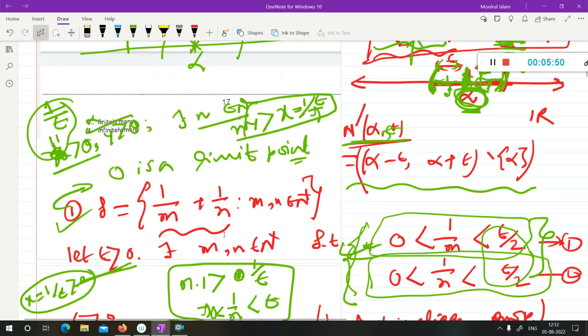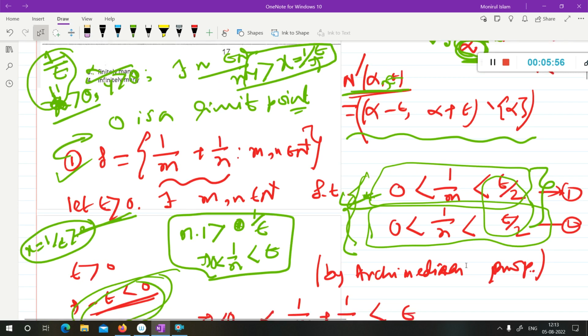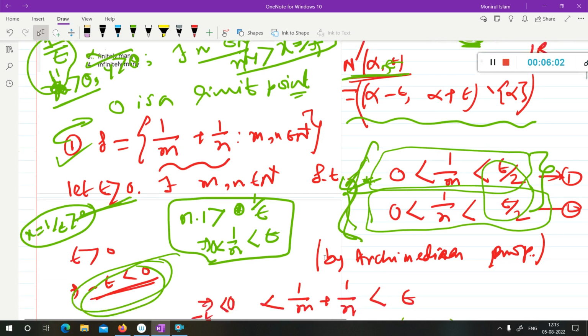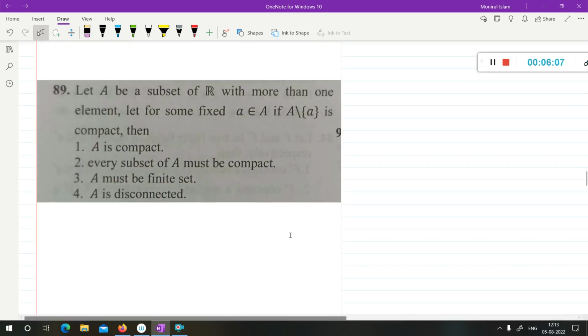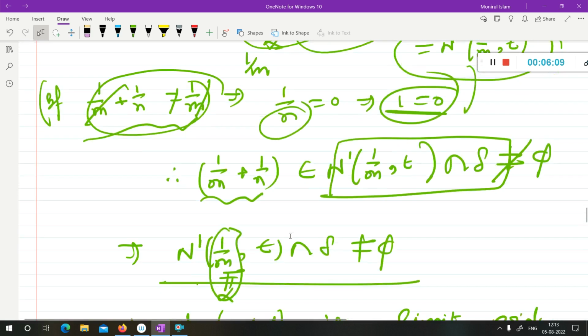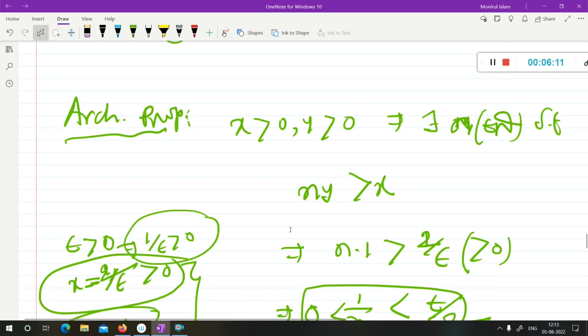So here, given epsilon greater than 0, we can find m such that 0 less than 1 by m less than epsilon by 2. Similarly 0 less than 1 by n less than epsilon by 2. You can say this from the Archimedean property, which I have written below. We all know the Archimedean property: if x is a positive number and y is a positive number, there is a natural number n such that n times y is greater than x. Because you can say every real number can be bounded by a natural number. This is the result.